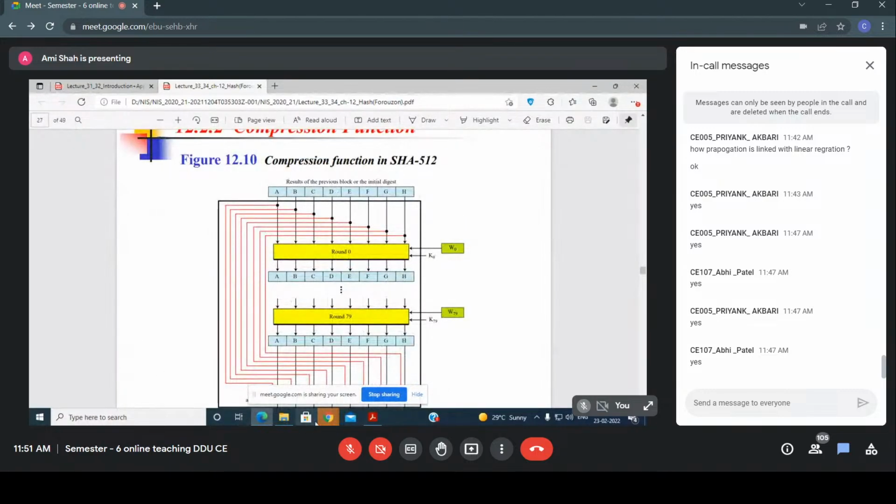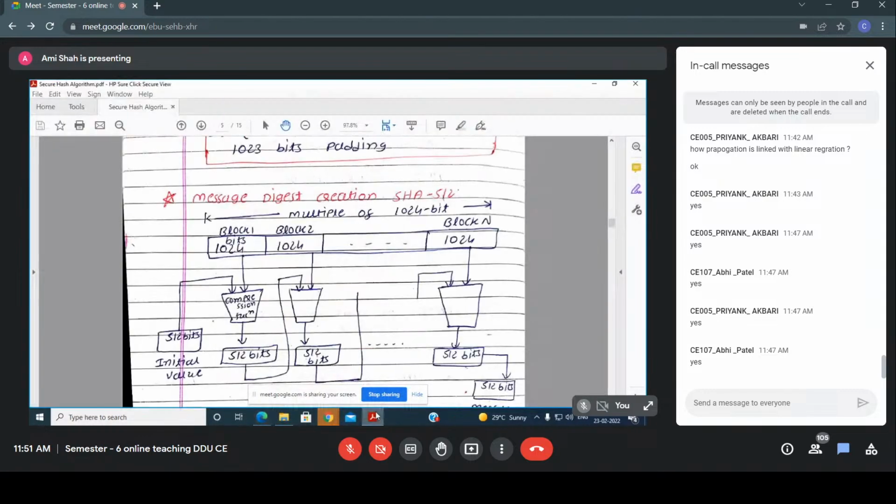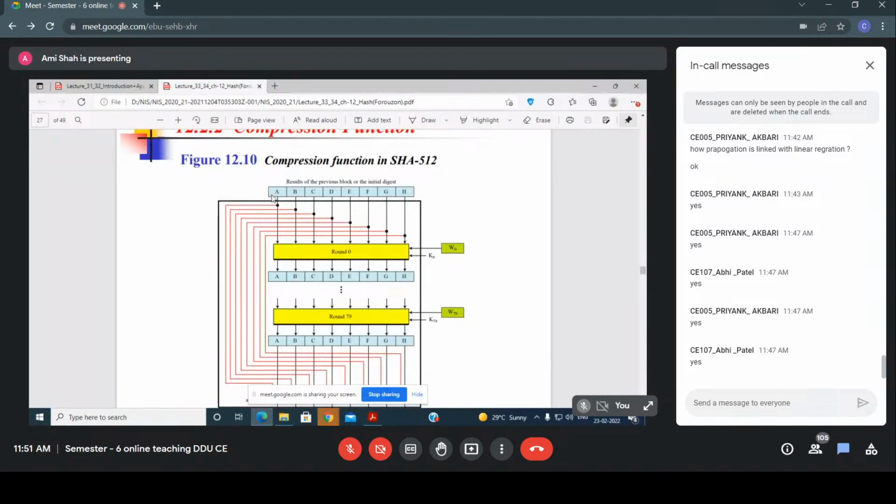Right. Suppose this is my initial digest. Now how do I achieve the first intermediate digest? For that, let's assume these are the initial digest, and all of you know it is 512 bits. It's 8 words, each of 64 bits. Okay. So now what happened? This is round 0.